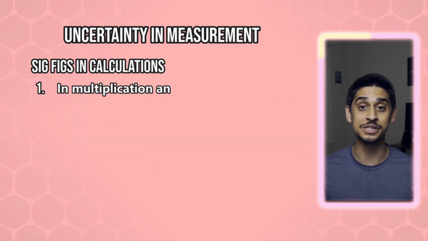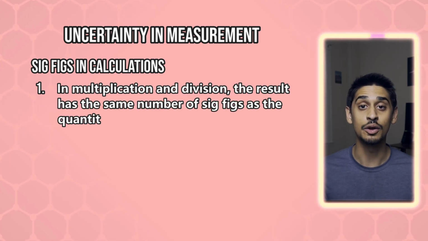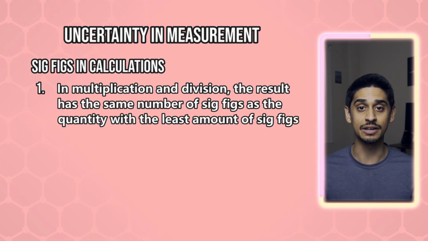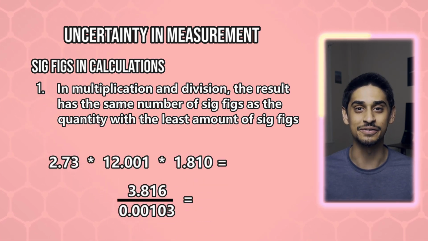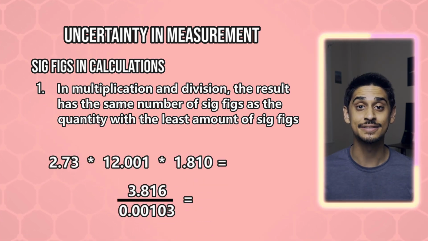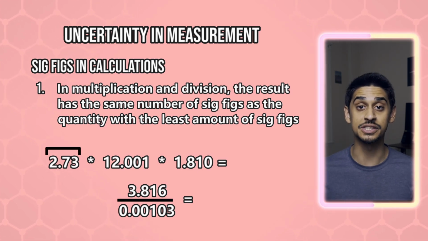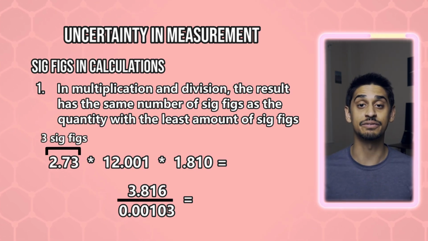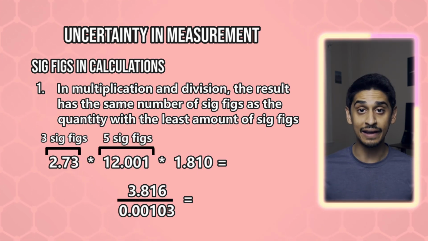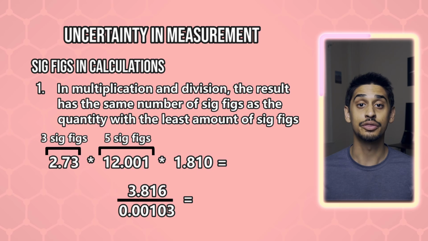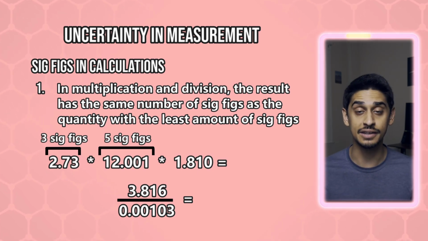First, in multiplication and division, the result has the same number of significant figures as the quantity with the least amount of significant figures. Let's solve these equations and determine the amount of significant figures in each of them. First equation with multiplication. Okay, the first quantity, 2.73, has 3 non-zero digits, therefore has 3 significant figures. The second quantity, 12.001, has 5 significant figures because it has 3 non-zero digits and it has 2 zeros that are in between non-zero digits.